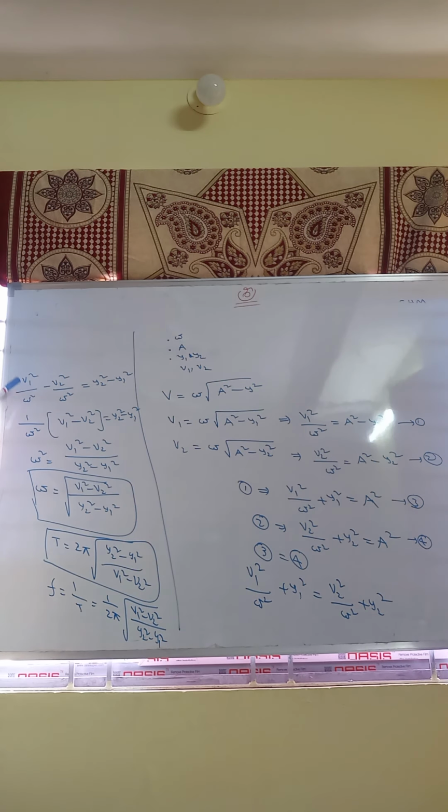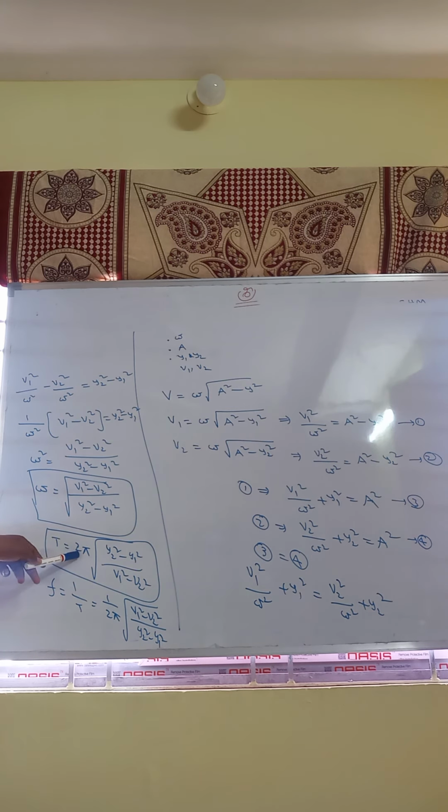So we will get v1 square by omega square minus v2 square by omega square equal to y2 square minus y1 square. In both terms omega square is there, take common as omega square, that is 1 by omega square into v1 square minus v2 square equal to y2 square minus y1 square. So omega square equal to v1 square minus v2 square by y2 square minus y1 square. So omega equal to root over v1 square minus v2 square by y2 square minus y1 square.